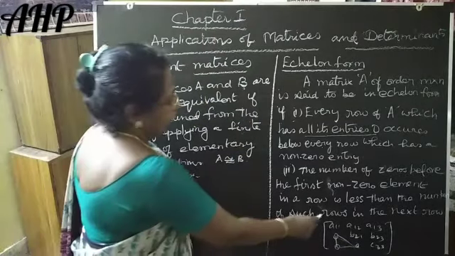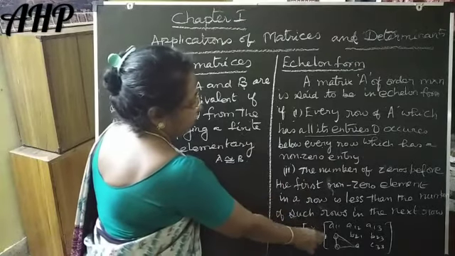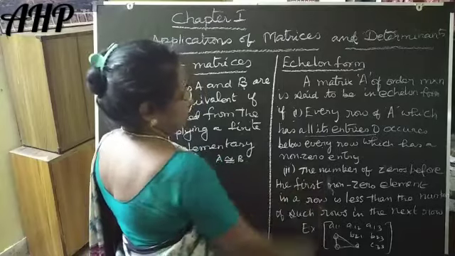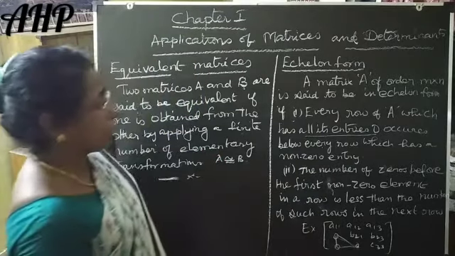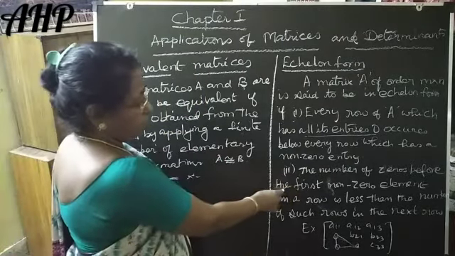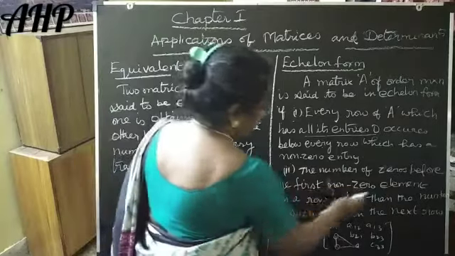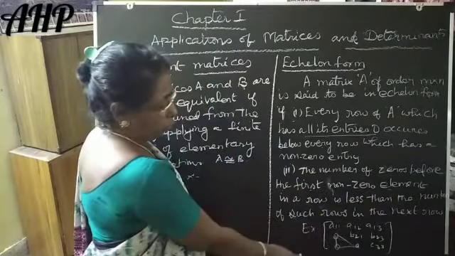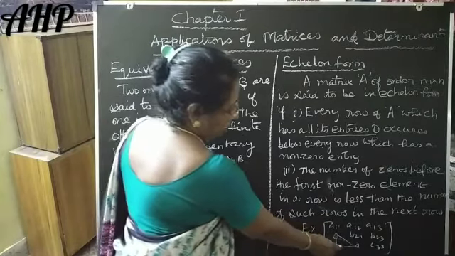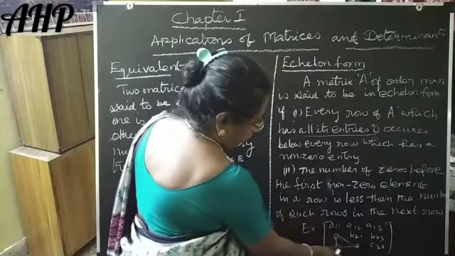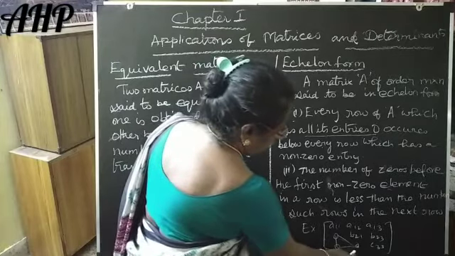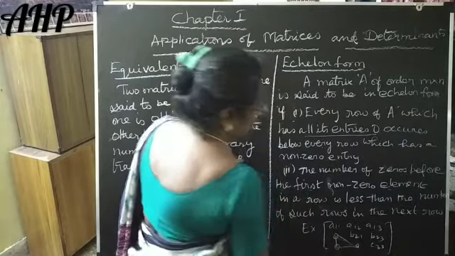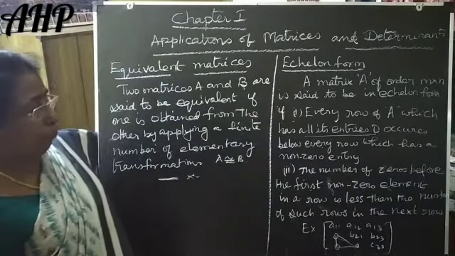So bringing a given 3 by 3 matrix into this form is known as echelon form. The number of zeros before the first non-zero element in every row is less than the number of such zeros in the next row. See here there is 1 zero, and here there are 2 zeros. Suppose we have another column, then it will be 0 0 0, then C44, something of that sort. So it should be of triangular form.